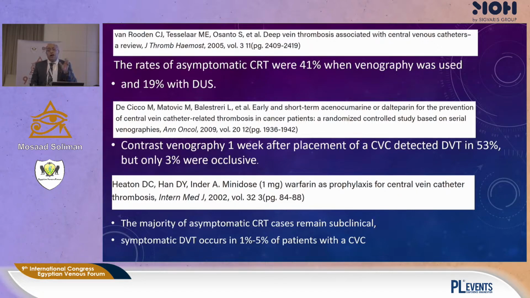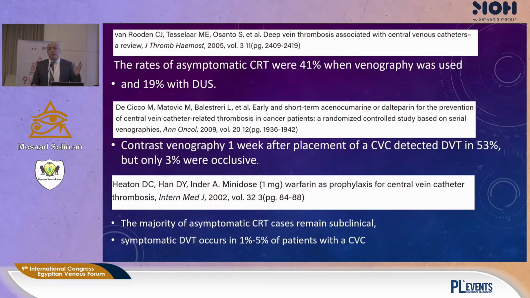And the highest incidence of thrombosis from the time of catheter application is in the first 10 days, and it is seen in 53% of the cases, while only 3% were occlusive. The majority of the asymptomatic remain in a subclinical form, because the patients never develop symptoms, and symptoms only develop in 1 to 5% of the cases. This is for a central venous catheter.